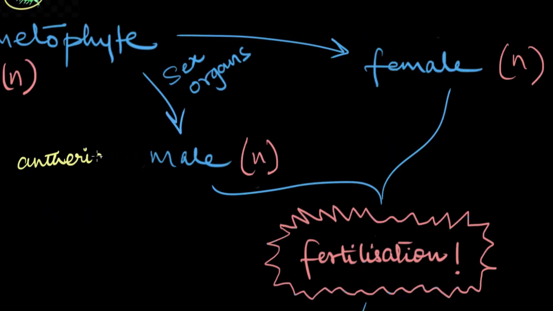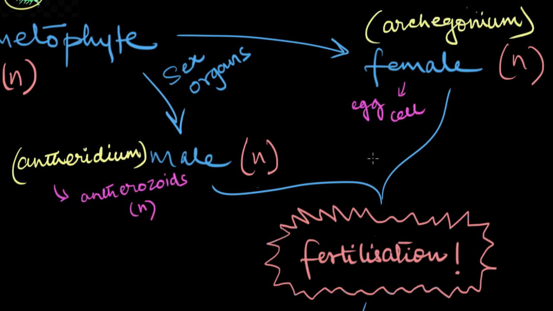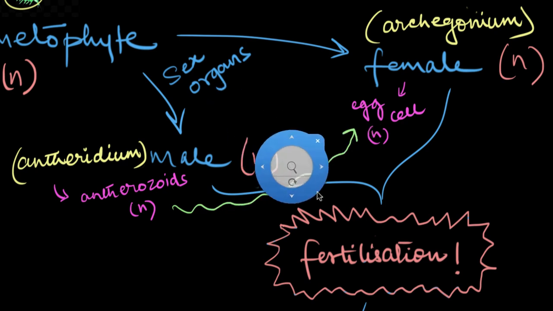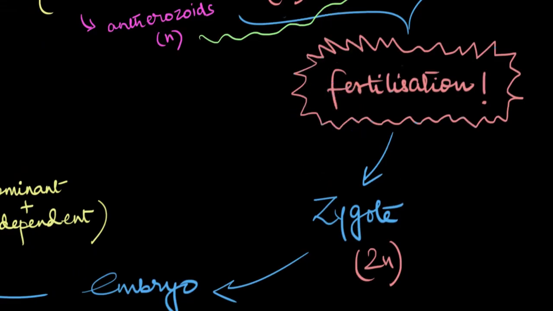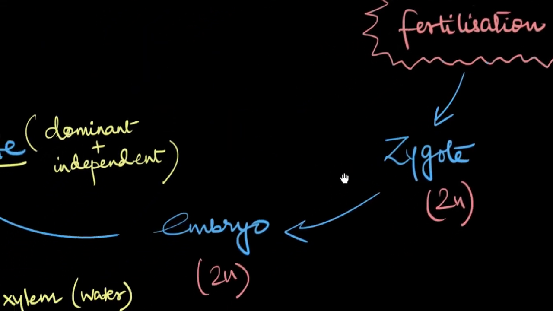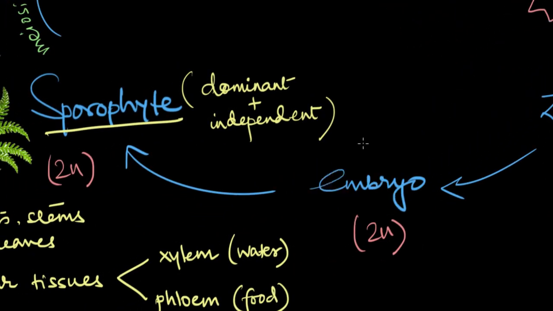The male sex organ, called the antheridium, produces flagellated male gametes called antherozoids. The female sex organ, called the archegonium, produces a single egg cell. To reach this egg cell, the antherozoids, or male gametes, require water, so that when they get released, they can swim all the way up to this egg cell and fertilize it. Once the fertilization is done, a diploid zygote is formed. This zygote then develops into an embryo, which further grows up to become the diploid sporophyte, completing the life cycle of the pteridophyte.